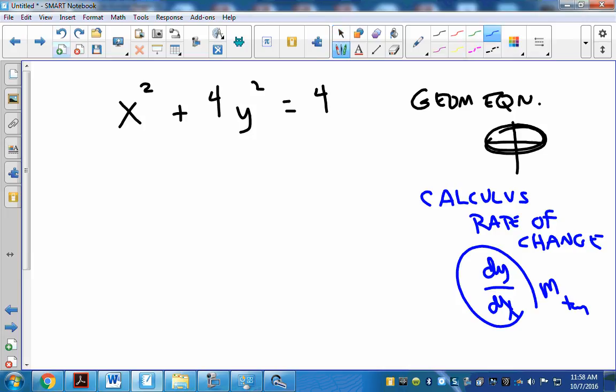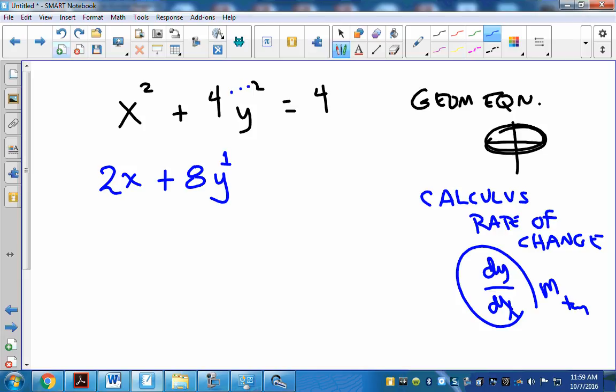So we differentiate with respect to x. Okay, so 2x, right? The derivative of x squared is 2x. The derivative of 4y squared, we start with the power rule, right? Bring the power down, that's 8, y to the first. Again, if you want to put a 1, you don't have to.